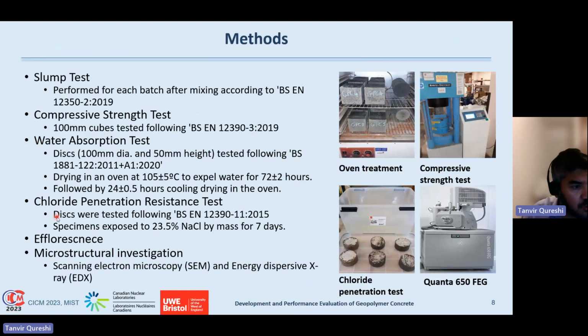We also performed the chloride penetration resistance test following the typical British standard 12390. The specimens in this testing were exposed to 23.5% sodium chloride by mass for 7 days. We also performed efflorescence investigation of the samples, visual inspections, and some mechanical testing. And finally, we also performed microstructure investigation using SEM and EDX.